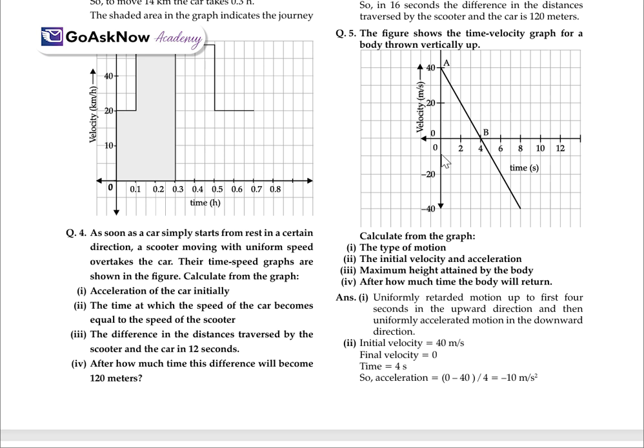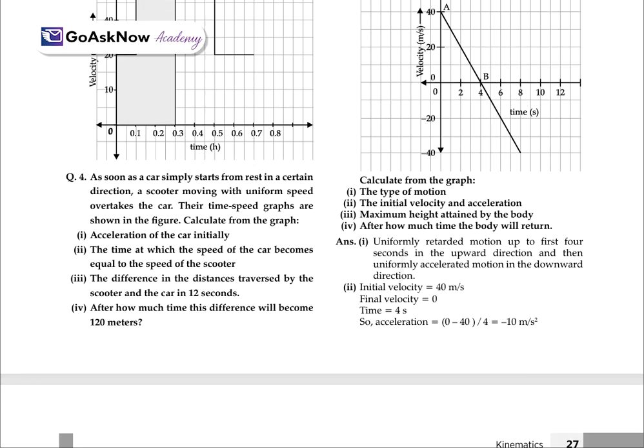Firstly, we have this graph. So, uniformly retarded motion up to the first 4 seconds in the upward direction, then uniformly accelerated motion in the downward direction. Okay. Second is initial velocity and the acceleration. We know that initial velocity is 40 and final velocity is 0. So t is 4 seconds. We know the rate of change of velocity with respect to time is acceleration. So you simply have to put the value: 0 minus 40 upon 4. It means minus 10 meter per second square.